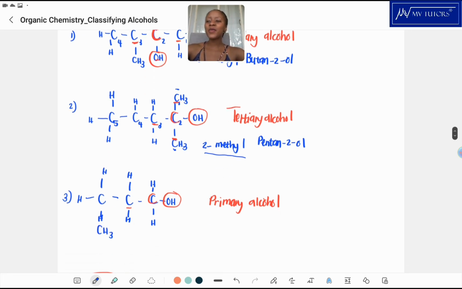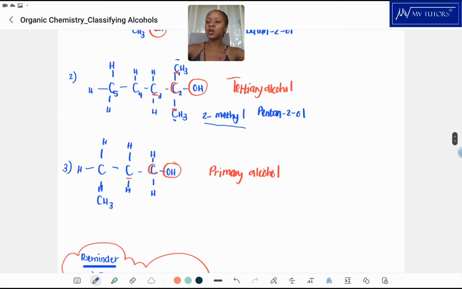Okay, and the third one, our final one, so our longest carbon chain, well, I'm going to start numbering here. I have 1, 2, 3, and 4. Okay, so again, I have a butanol, okay, and our hydroxyl group is on the first carbon. So I have butane 1-ol, and do I have any methyl group? No, this is just the long chain. So yeah, this is basically butane 1-ol.